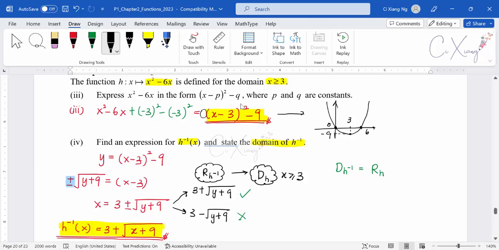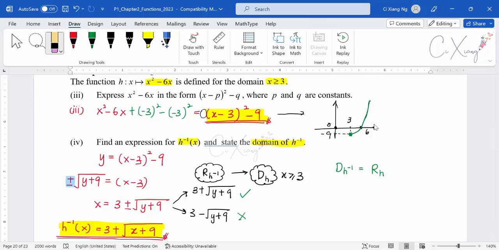For this particular curve, the domain given is x greater than or equal to 3. That means I only want to consider the graph when x is more than or equal to 3. So the graph that I accept will be this one, only the green part, only half of the graph. Therefore, you can see that it is a one-to-one function, right? That's why you are allowed to find the inverse function.